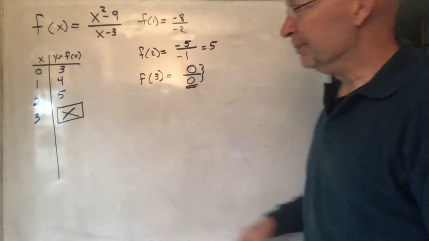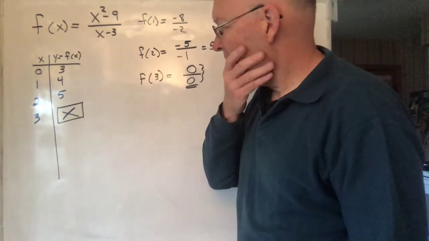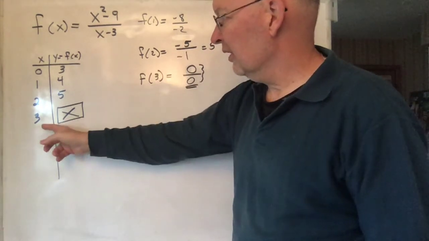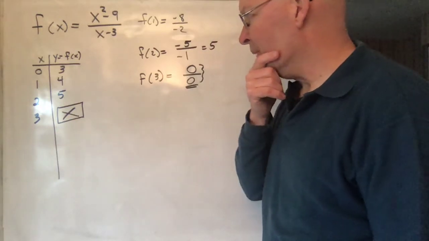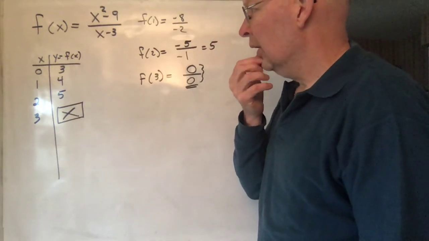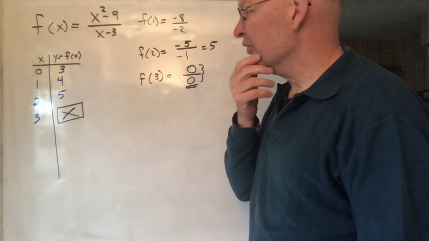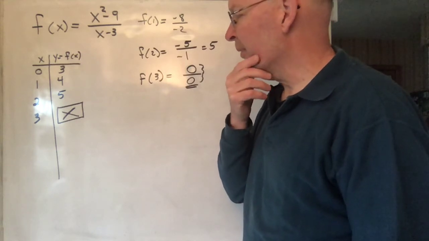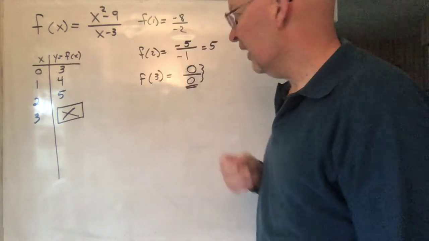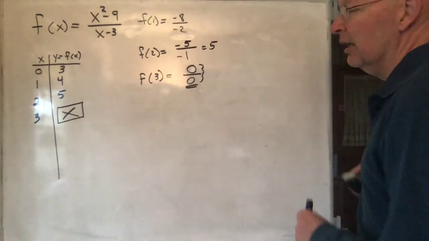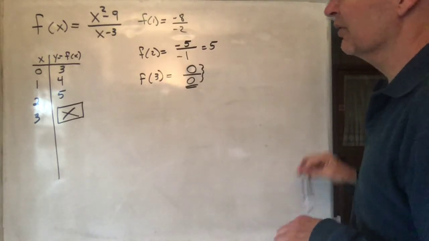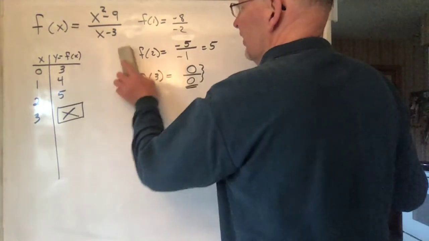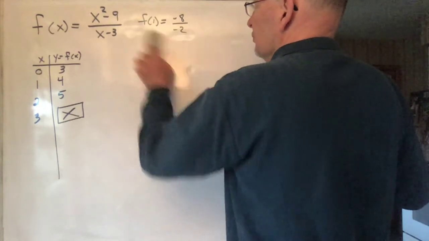Well, that's all fine. But even though the function isn't defined at 3, it would still be kind of nice to know what's the behavior of the function around 3. What's happening to the function, at least as you get close to 3. Basically, what do the neighbors look like? So let's see if we can figure that out.